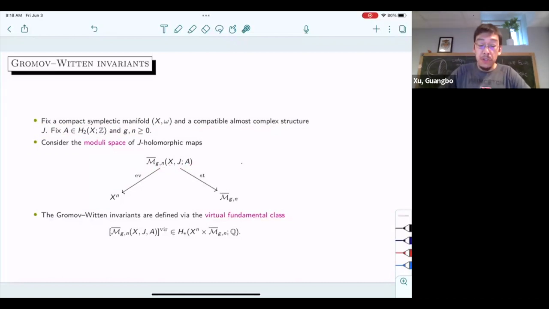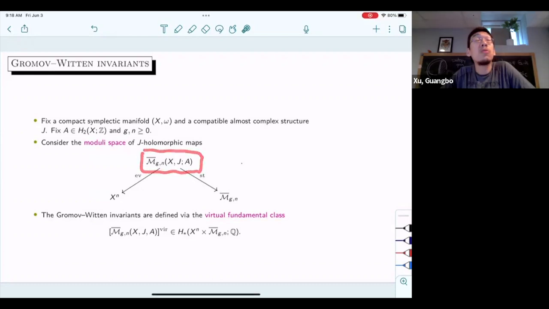Those are just the genus g J-holomorphic stable maps into the target X whose degree is prescribed by this class A. We know this is a compact Hausdorff moduli space, but it also has a sort of stack structure. That means any point represented by a stable map may have non-trivial automorphisms, and the stability condition implies that the automorphism groups are finite. So you can think of this as some sort of orbifold, or something worse than an orbifold because it might be singular.